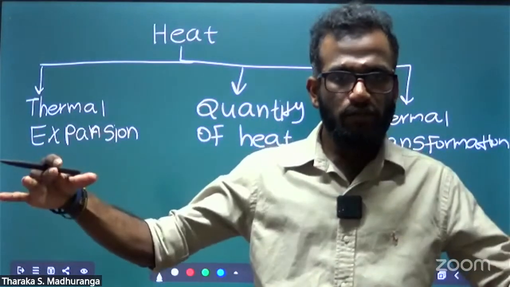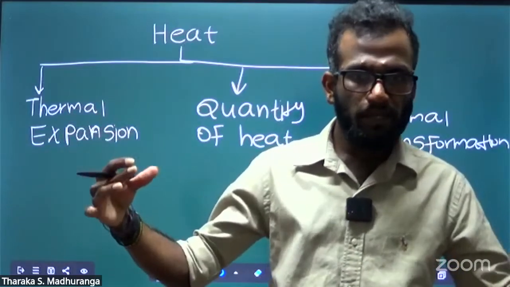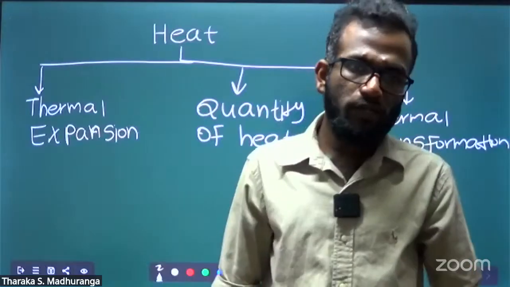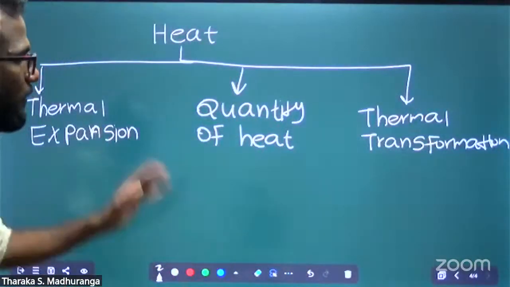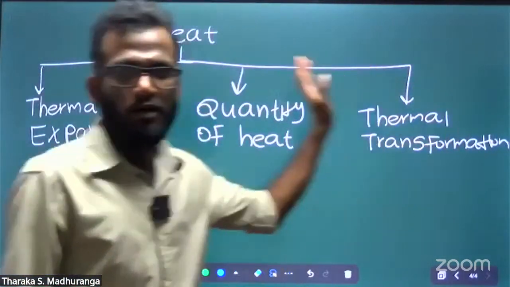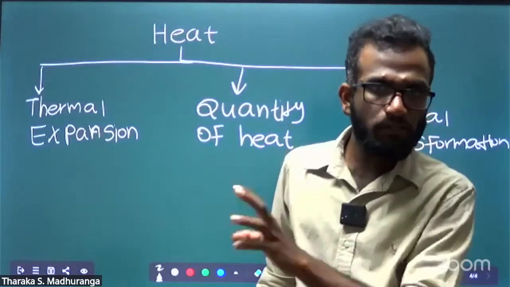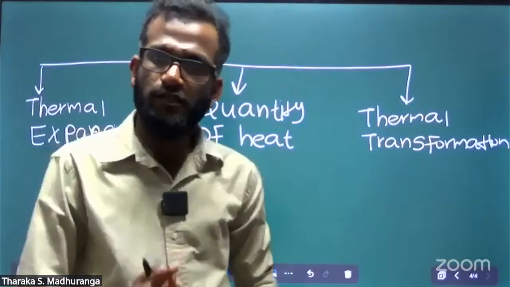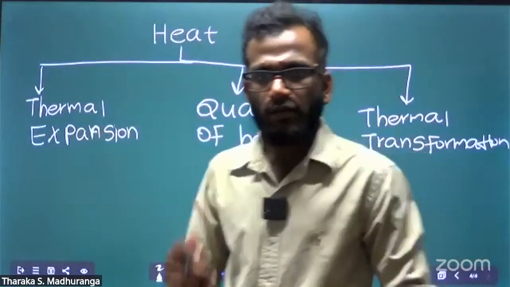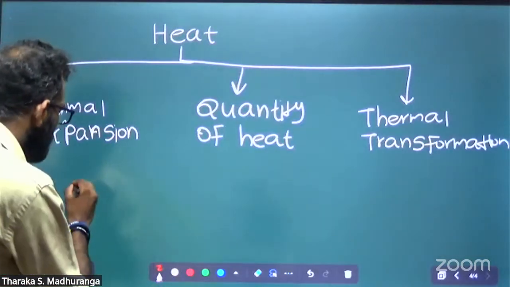In this lesson, we mainly discuss three main areas. The first one is thermal expansion. The second one is the quantity of heat. The final one is thermal transformation. If you can complete the entire parts, thermal expansion, quantity of heat, and thermal transformation, within 5 to 6 weeks, the lesson is complete. Okay, write down a star point, red color star point.